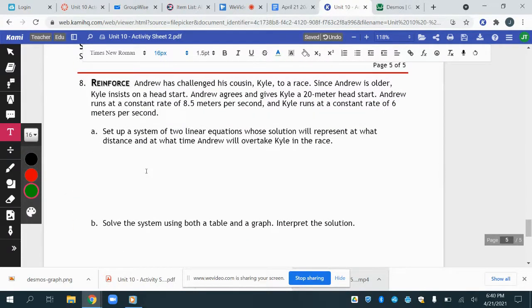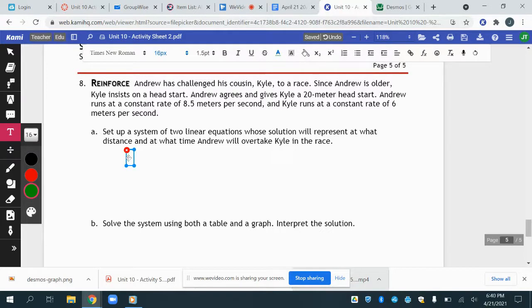Andrew challenged his cousin to a race. Since Andrew is older, Kyle insists on a head start. Andrew agrees, gives him a 20-meter head start. Andrew runs at a constant rate of 8.5 meters per second. Kyle runs at a rate of 6 meters per second. Set up a system of equations.